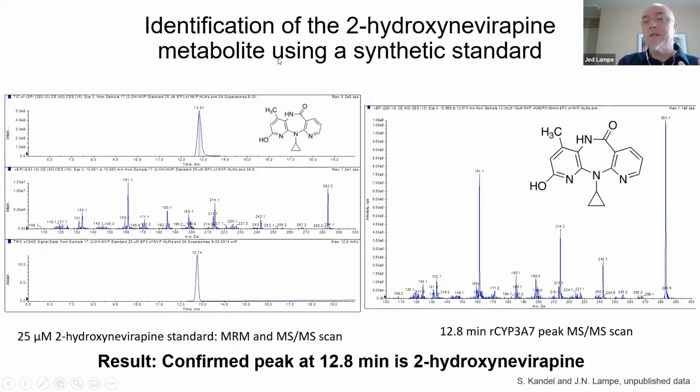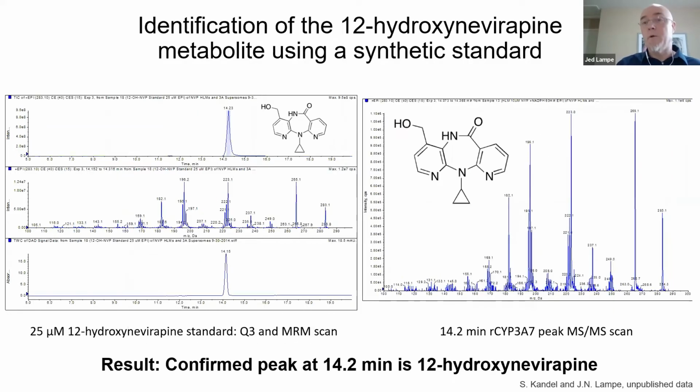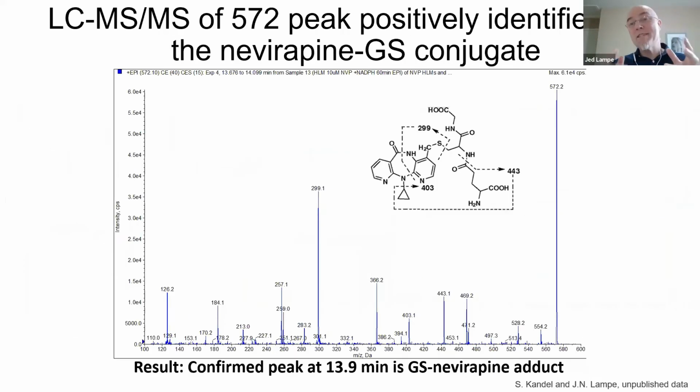So what I'm showing you here is just the standards that we use to do the quantification of the 2-hydroxy nevirapine using this synthetic standard. We did some MSMS to make sure the fragmentation patterns fit what they did with the standard. So we were able to confirm that the 12.8-minute peak was 2-hydroxy nevirapine. Similarly, we did an experiment with the 12-hydroxy standard and confirmed that the 14.2-minute peak was the 12-hydroxy. Now, the reactive metabolite was more of a challenge, right? Because we can't just buy this GSH adduct standard. So we weren't able to quantitate it specifically with LCMS, but we were able to look at the fragmentation pattern and identify it that way, and also by identification of that parent ion.